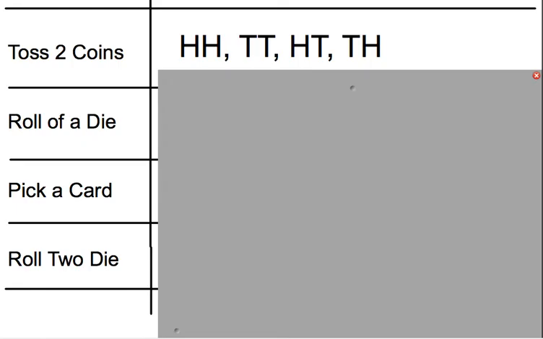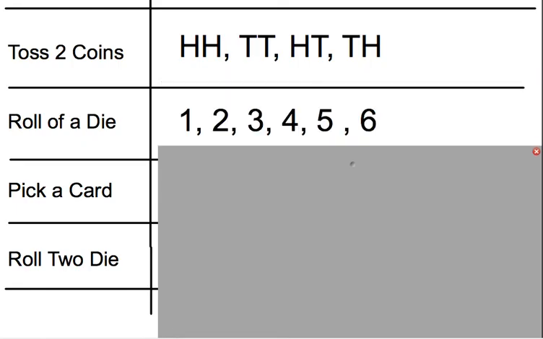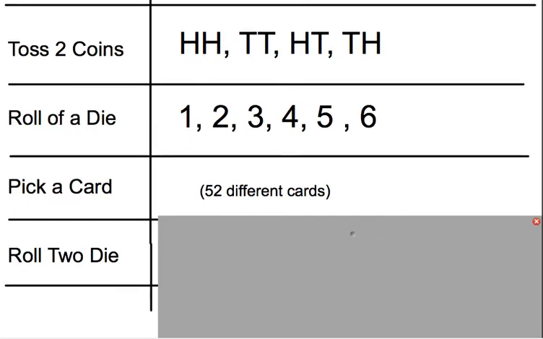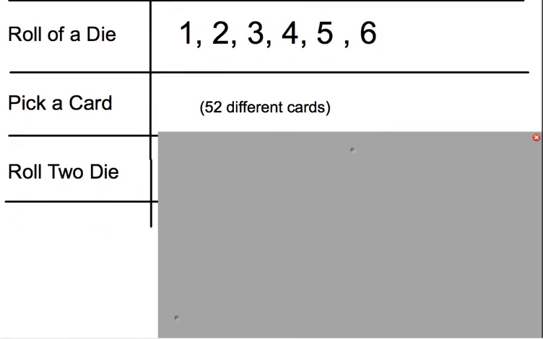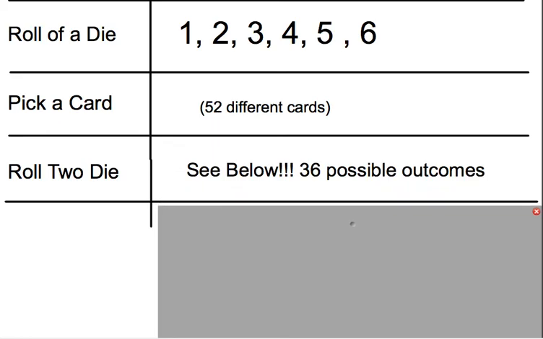All right, how about rolling a dice one time? We talked about that. 1, 2, 3, 4, 5, 6. Picking a card. If you think about your deck of cards, there are 52 different cards that could be given to you. All right, now let's say we roll 2 dice. The sample space gets pretty big. We're going to show you that in a little bit, the different possible outcomes, 36 different possible outcomes.